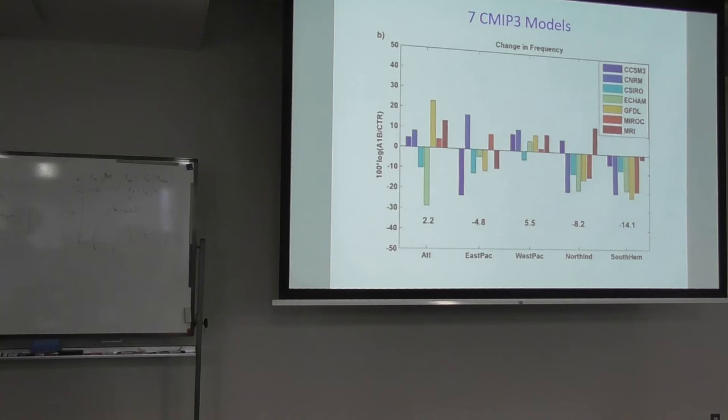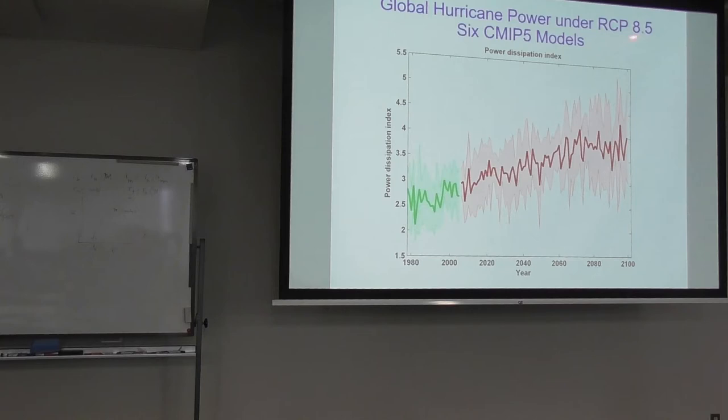But when we did the CMIP5 models, now displayed somewhat differently, under a different emission scenario, 8.5, and a different set of climate models, this is from 1980 to 2100. This is the so-called 20th century or historical period, and this is the future period. This is not frequency anymore, it's power dissipation. It's basically the integral of the cube of the maximum wind speed over the life of each storm, accumulated over each year. The shading shows the scatter among the 6 models we used in this case, which is large. And that seems to show an increase over the 21st century.